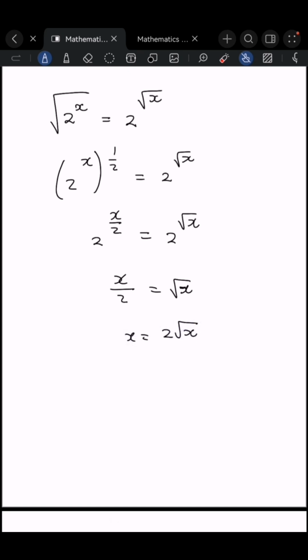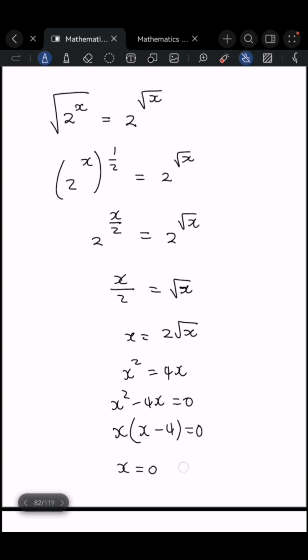We're going to have x is equal to 2 square root of x. Then we're going to square both sides. We're going to have x squared is equal to 4x. We're going to have x squared minus 4x is equal to 0. Therefore, x minus 4 is equal to 0. X is equal to 0, or x is equal to 4.